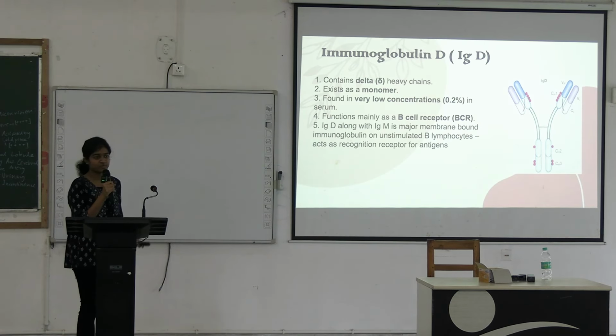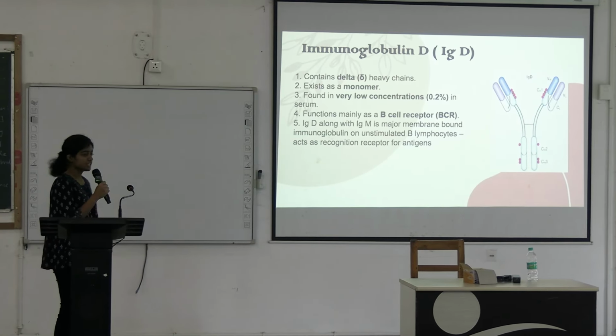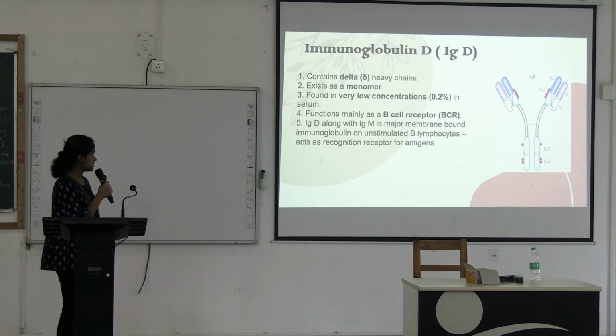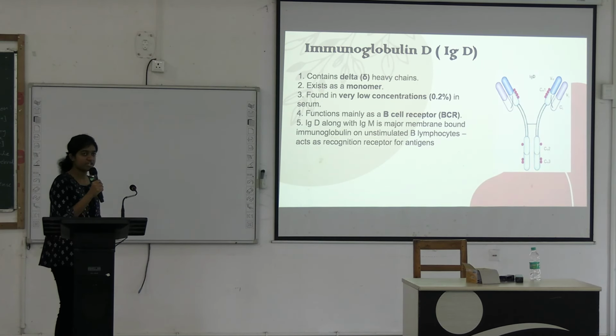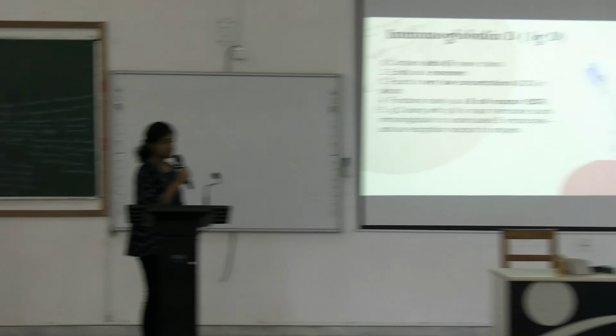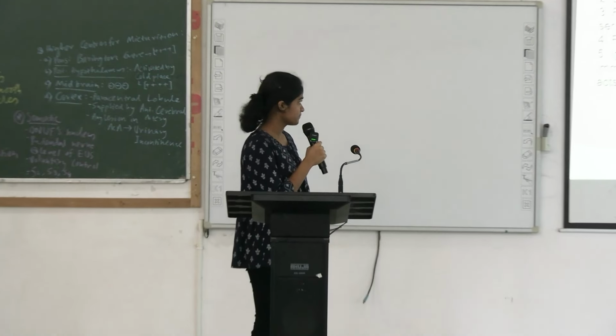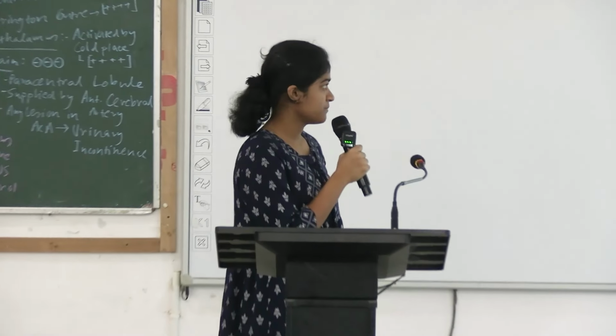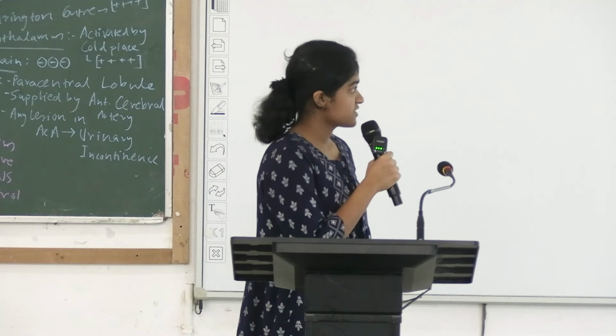Next is immunoglobulin D or IgD. It contains the delta heavy chain. It exists as a monomer and it is found in very low concentration in the serum. It mainly functions as a B cell receptor. It, along with IgM, acts as a recognition receptor for the antigens.